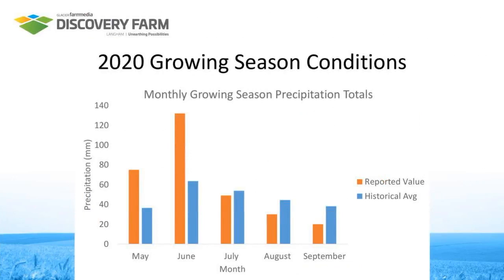So I've reported that on this slide here, where we have our growing season rainfall from May to September along the bottom, and then reporting monthly precipitation in millimeters along the y-axis. The orange bars relate to the values that were actually measured from the weather station installed on our site, and then the blue bars represent the 30-year historical average from Environment Canada data.